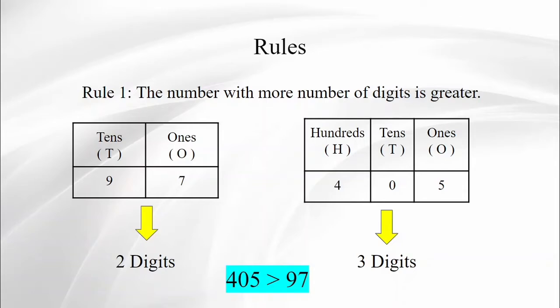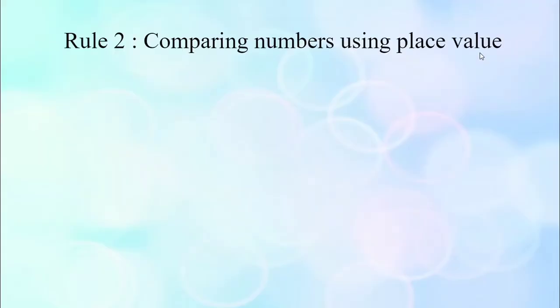Remember that the mouth of the symbol should face the biggest number. So here 405 is the biggest number. So the mouth of the symbol will open towards 405. Here comes the rule number 2. Comparing numbers using the place value.